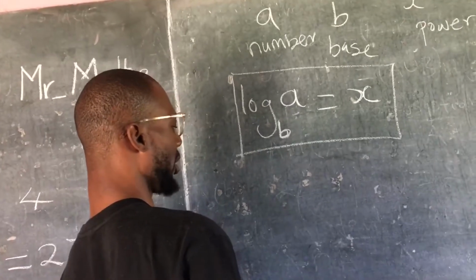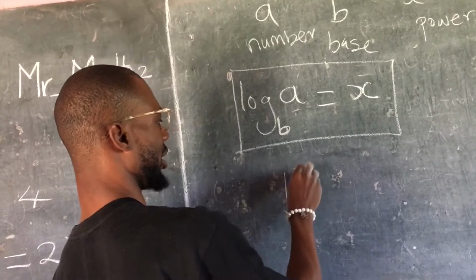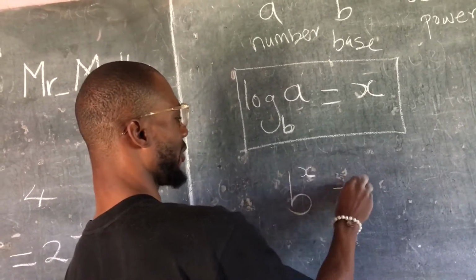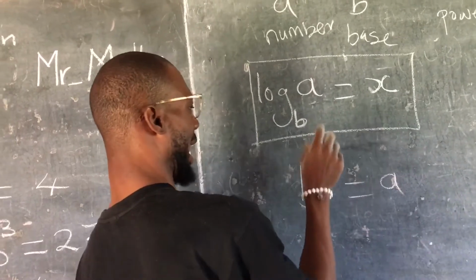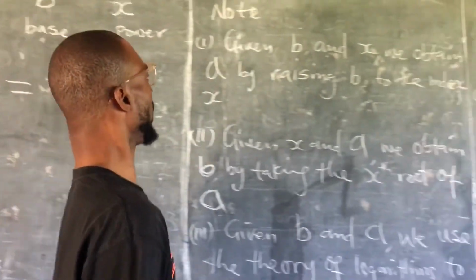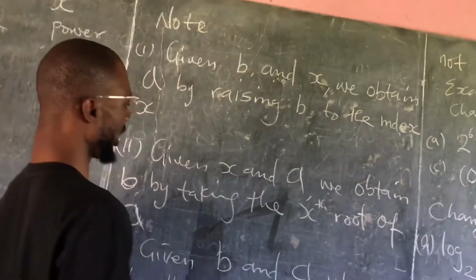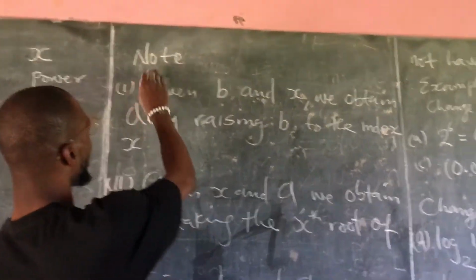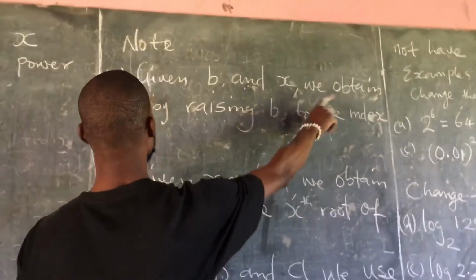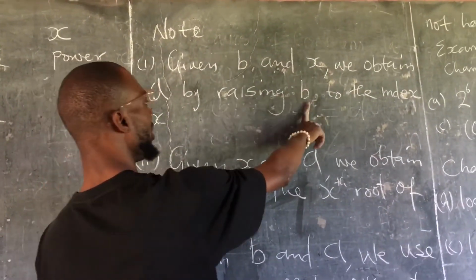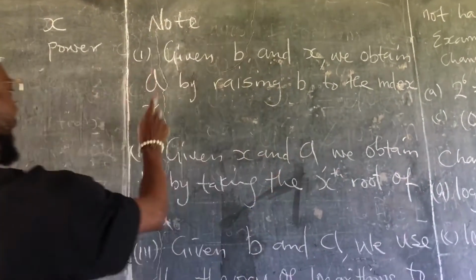If I raise b to the power x, and you give me a, then the log of a to base b is x. Now, there is a note here: given b and x, we obtain a by raising b to the index x.